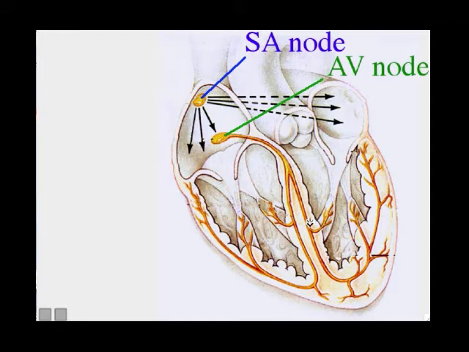And so the AV node, when it receives that contraction signal, delays that signal just a fraction of a second before shooting it down to get the ventricles to contract. So that delay is what allows the atria to contract first, and then a moment later the ventricles to contract for a proper cardiac cycle. Atria together, ventricles together, relax.